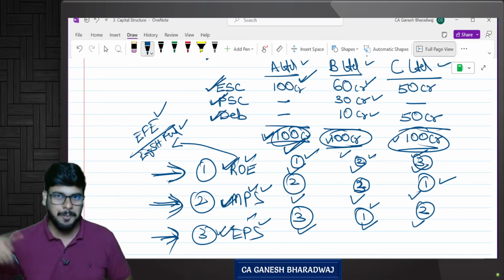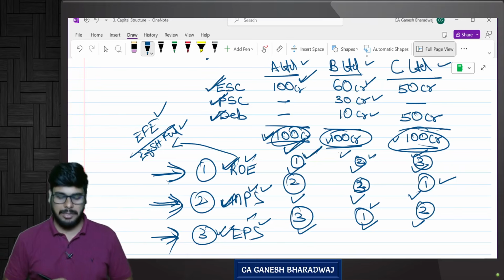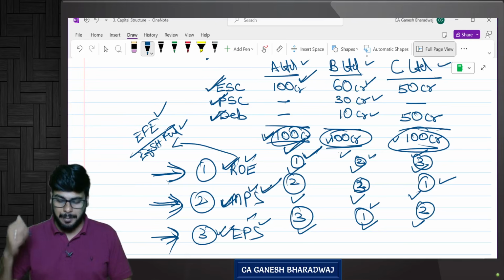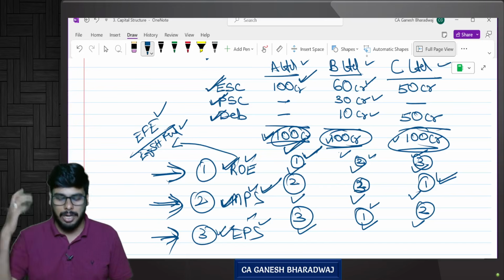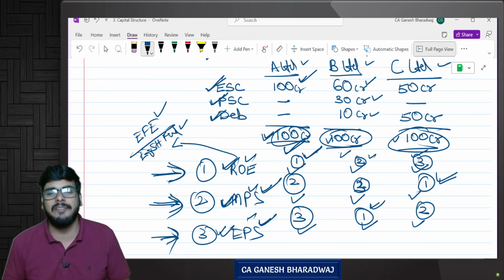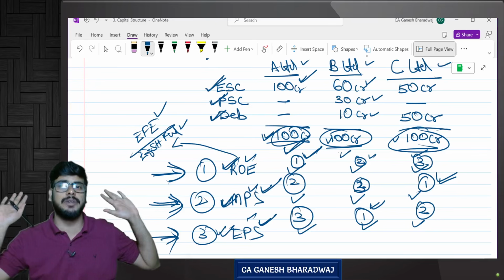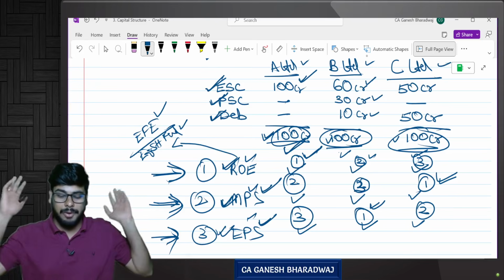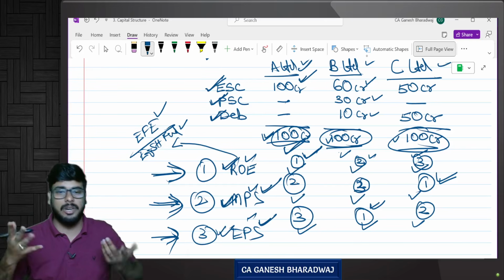If you go as per return on equity, I will choose the first alternative in this example, just an example. If you go as per the market price per share, I will go with the third alternative. If you go as per EPS, I will go with the second alternative. And that's all. You should leave it there. You cannot say that of these three, overall only the first alternative is better or the second alternative is better.